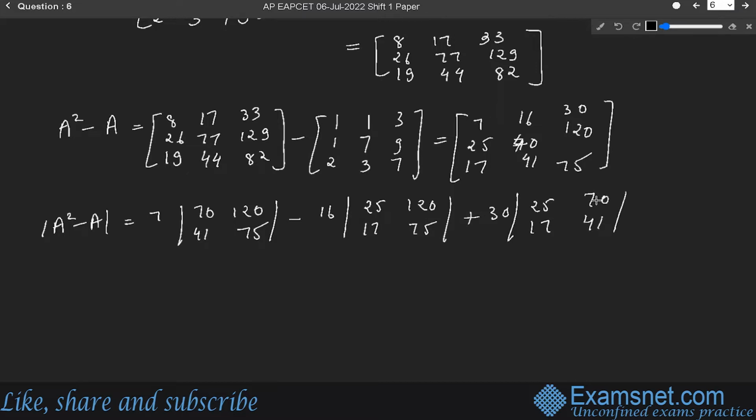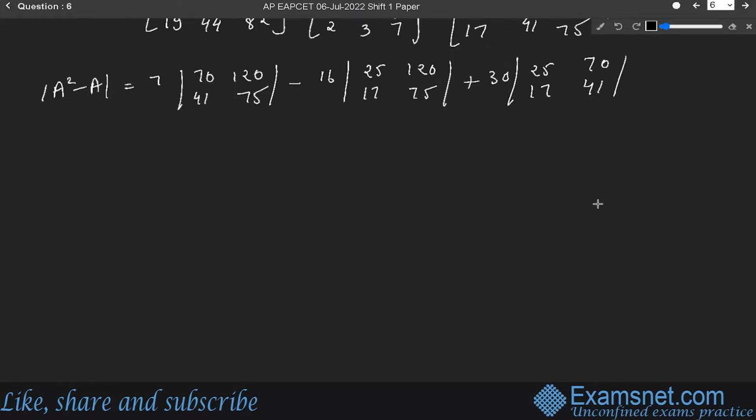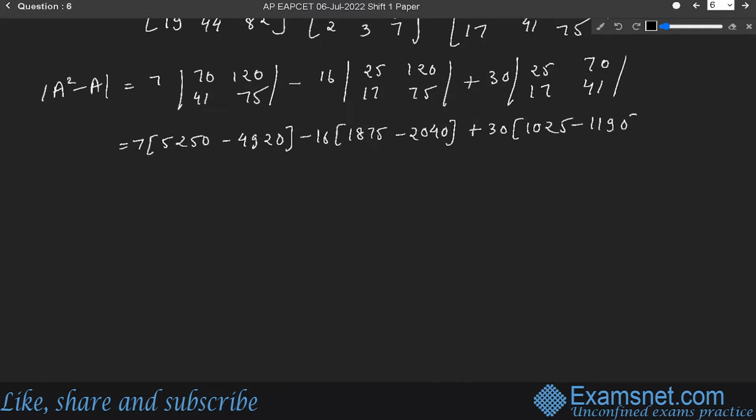Now we have to just calculate this expansion. So on calculating it, it will be equal to 7 into (5250 minus 4920) minus 16 into (1875 minus 2040) plus 30 into (1025 minus 1190), which will be 7 into 330 minus 16 into minus 165 plus 30 into minus 165.